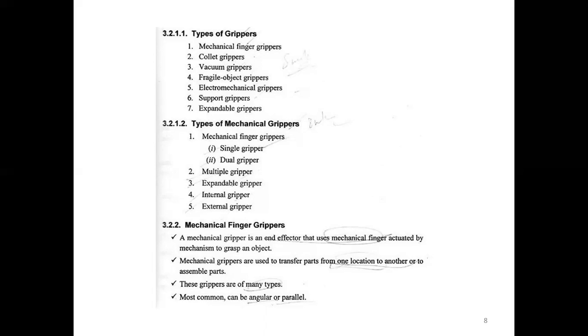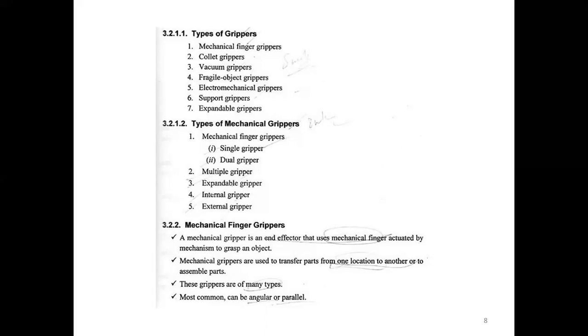Now we are going to see the mechanical grippers. Mechanical grippers have 5 types. First one is the mechanical finger gripper, that is single gripper, dual gripper, multiple gripper, expandable gripper, and internal and external gripper. A mechanical finger gripper is an end effector that uses mechanical fingers actuated by a mechanism to grasp an object. Mechanical grippers are used to transfer parts from one location to another or to assemble parts.